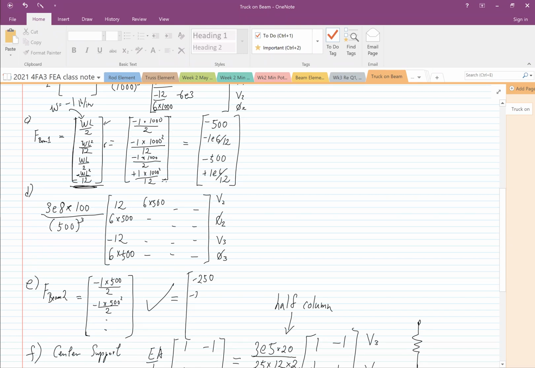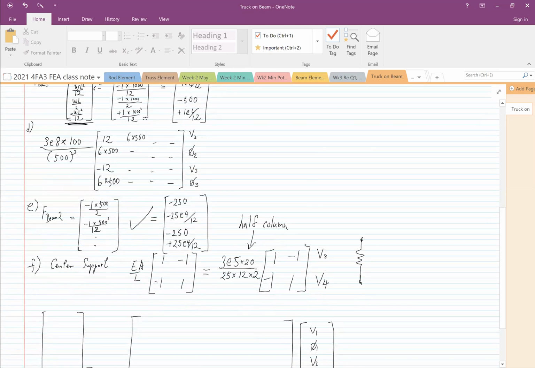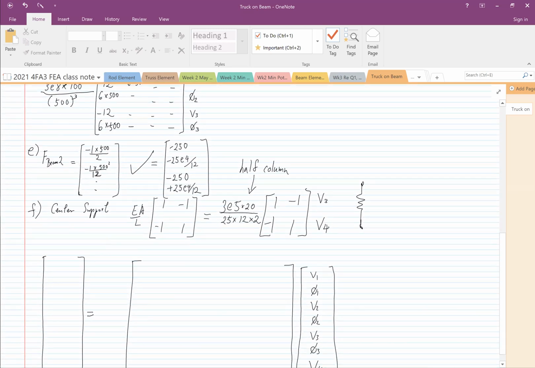Okay, -25 e4 divided by 12. This is so bad. This is not 2, it's 12. And then the third term is equal to the first term, and the fourth term is equal to the second term but with a different sign, 25 e to the 4 divided by 12. Oh, what a mess. Okay, now we assemble together the first.